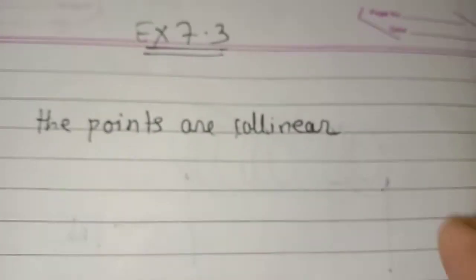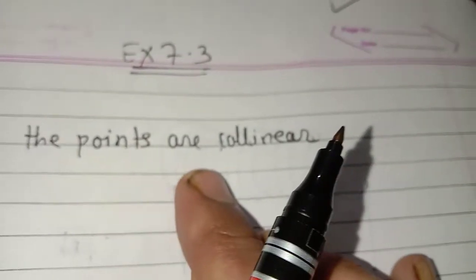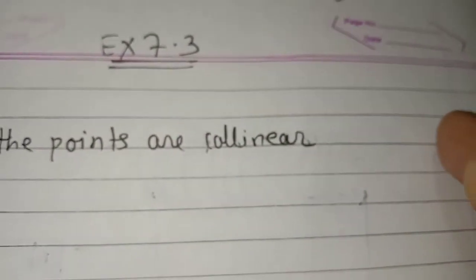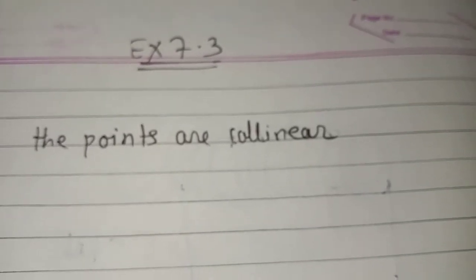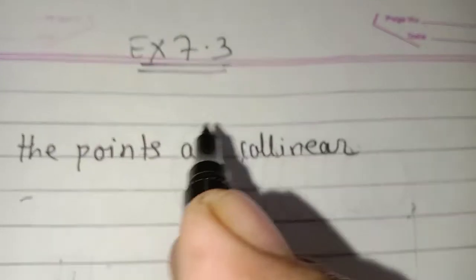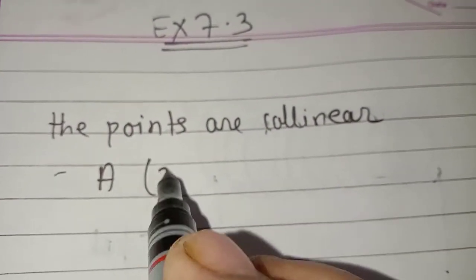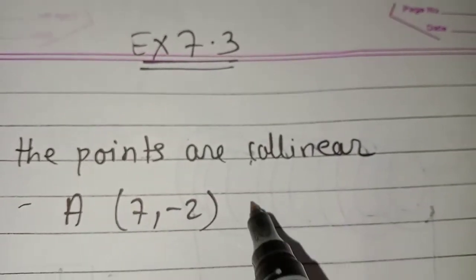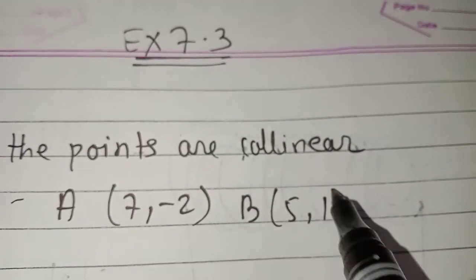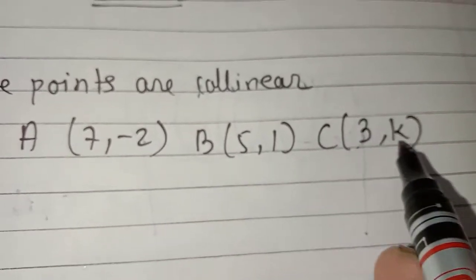Now, what is the condition for the formation of a triangle? We know that if three non-collinear points are there, then they form a triangle. But here the points are collinear. Suppose we are given the 3 points: the first is 7, minus 2, second is 5, 1 and third is 3, k. These are the 3 points, they are collinear.